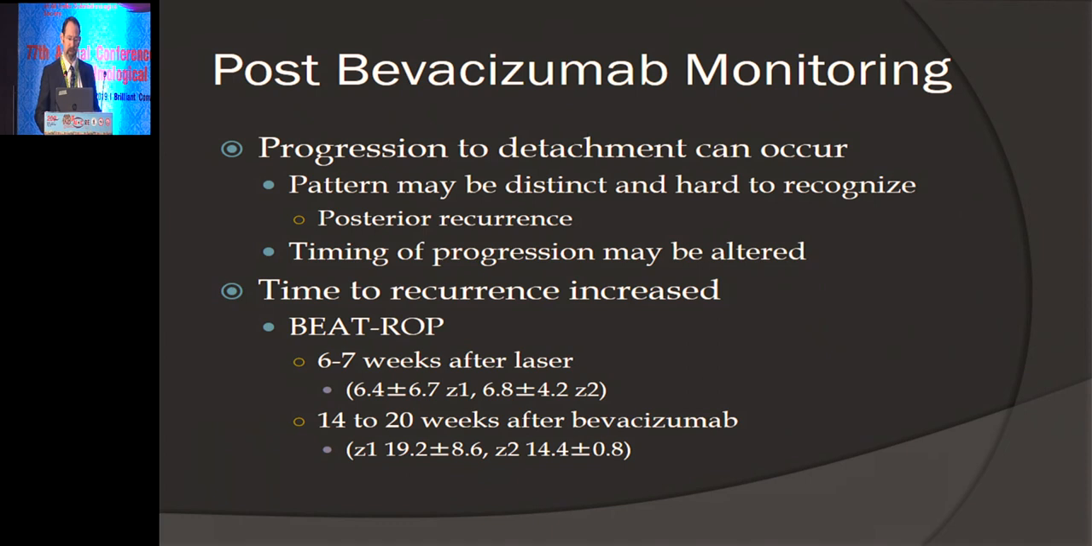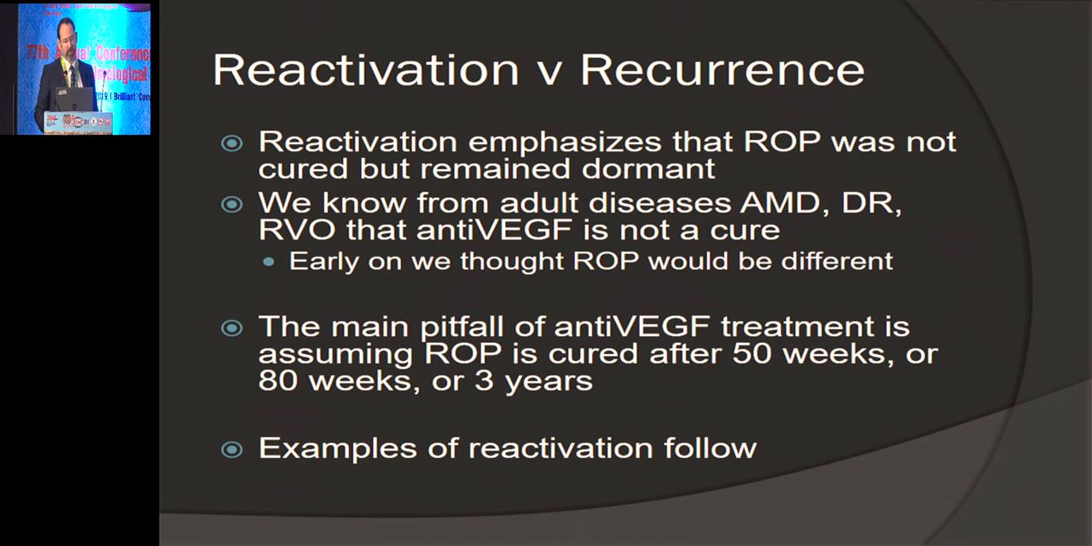I'd also like to point out a terminology. We prefer the term reactivation to recurrence, although in the literature it's usually called recurrence, to emphasize that this disease was not cured by the anti-VEGF, but remained dormant. In all the other retinal diseases that we treat in adults, vein occlusion, diabetic retinopathy, AMD, we know that a single injection doesn't cure the disease. If you do a single injection, months later the disease will come back.